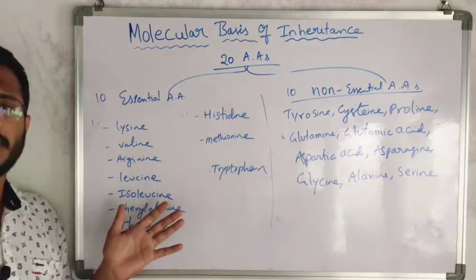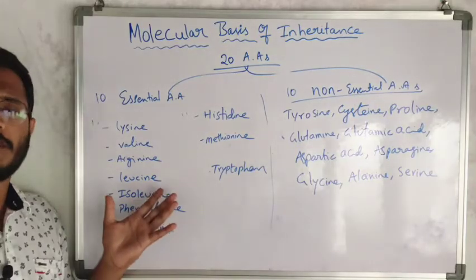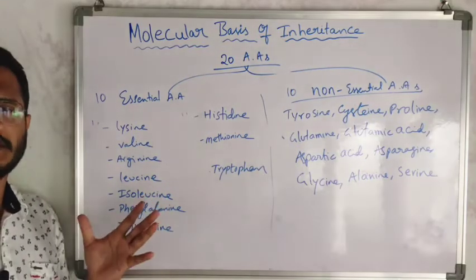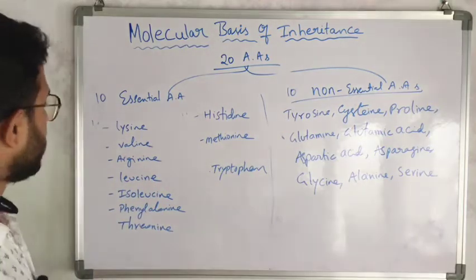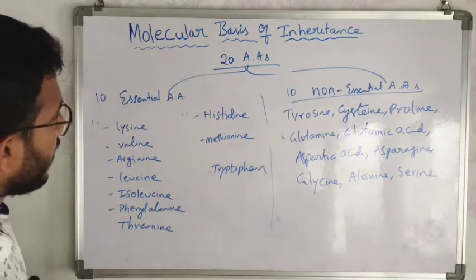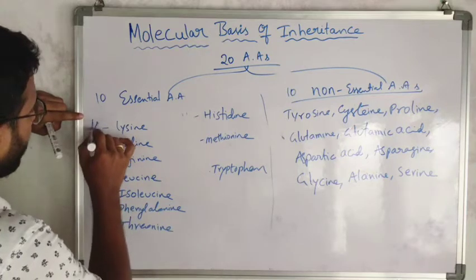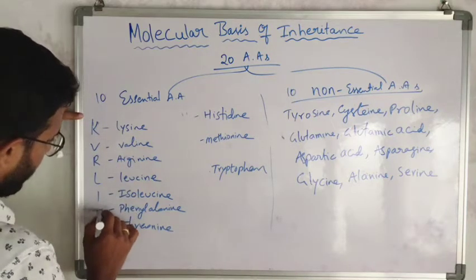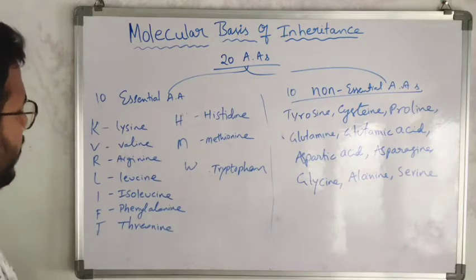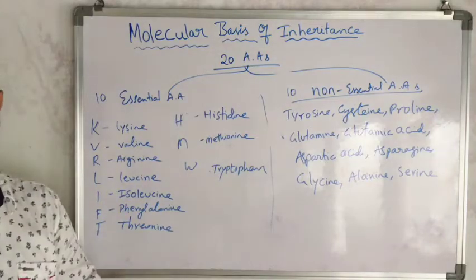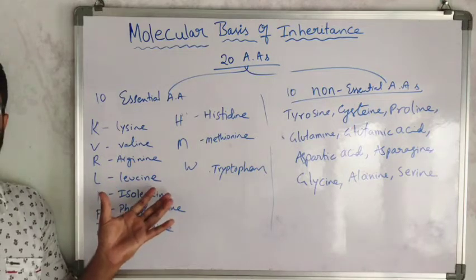This list is very important because it will appear in our chemistry also, in Chemistry in Everyday Life or some other chapter. So this list is important. I will give you an acronym: KVRLIFTHMW. KVR lift HMW. These are the single letter codes of these amino acids.